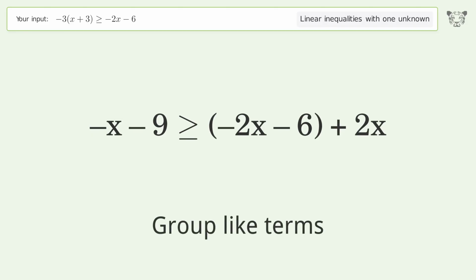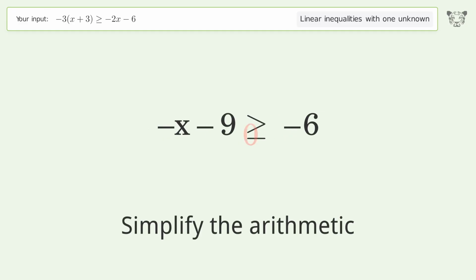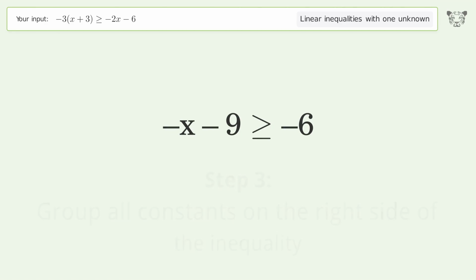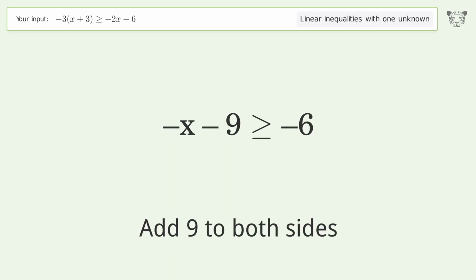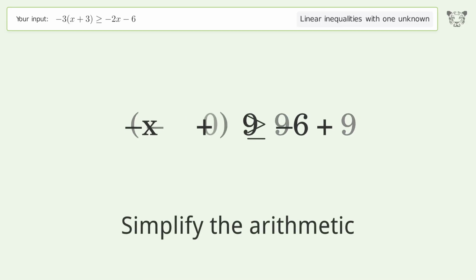Group like terms. Simplify the arithmetic. Group all constants on the right side of the inequality. Add 9 to both sides. Simplify the arithmetic.